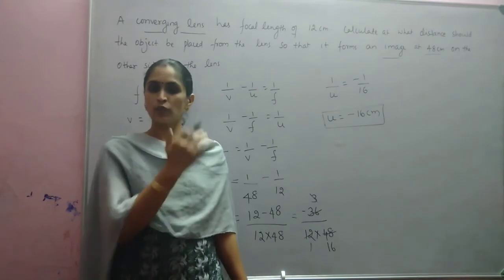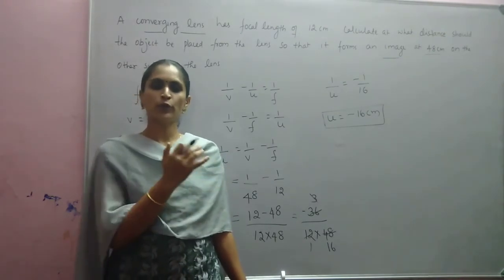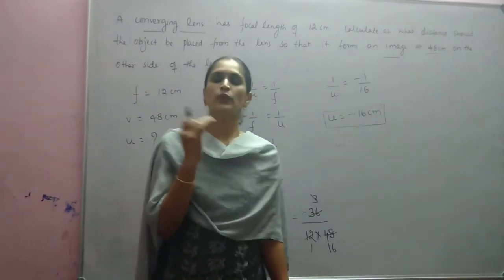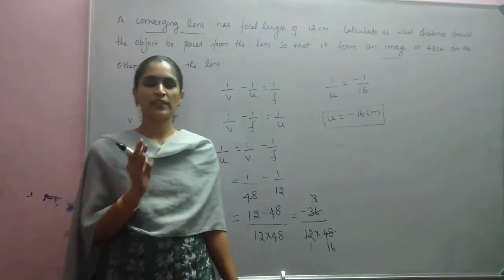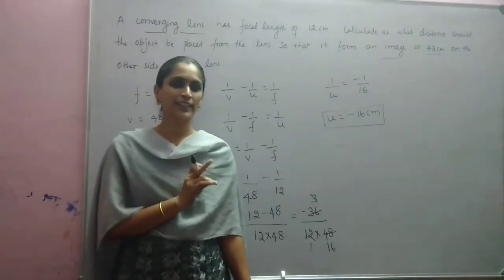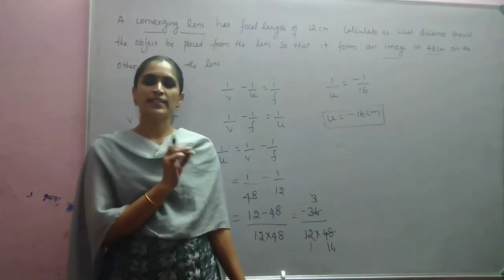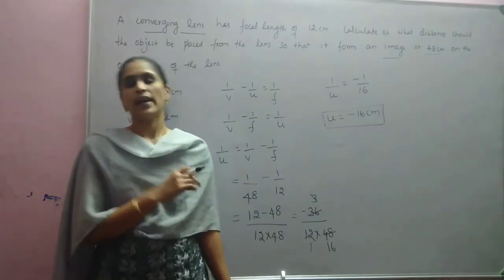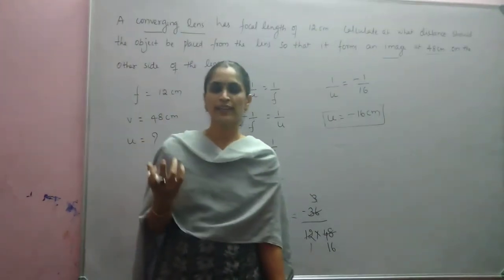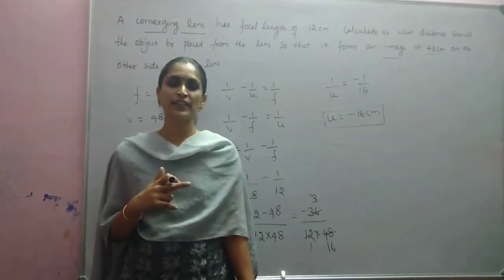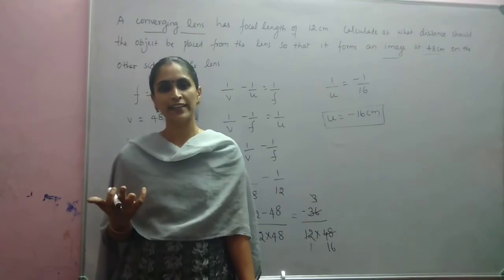Okay. So when you are solving problems, I told you 2-3 things you have to keep in mind. In the case of convex lens, focal length is positive. In the case of concave lens, focal length is negative. Object distance is always negative. And magnification is positive if the image is virtual and direct. Magnification is negative if image is real and inverted.